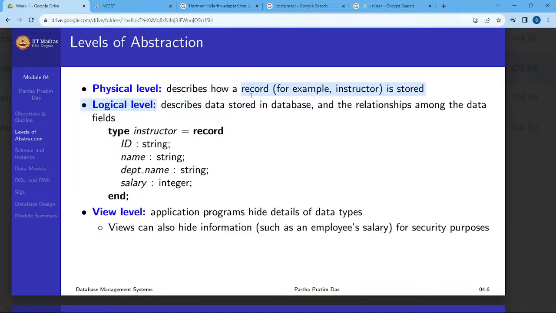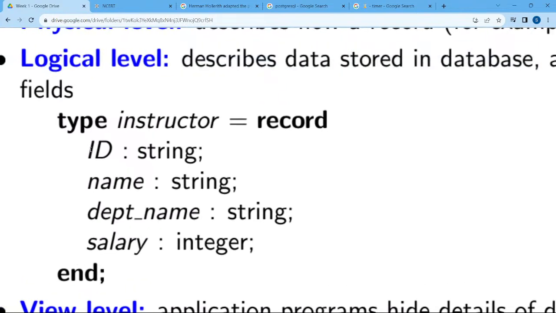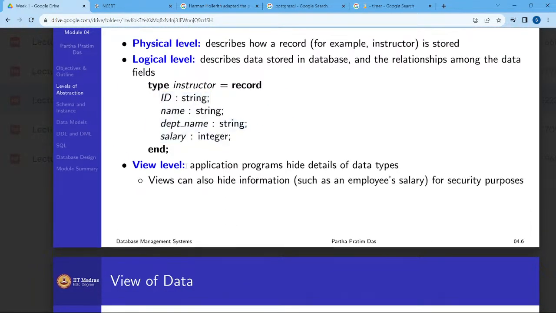Logical level describes the data that is stored in instructor, right? So as you can see here, type instructor equals record. Now it has the following data. This is logical level abstraction. There are three string data types and a single integer data type: id, name, department name are strings, and salary is integer.